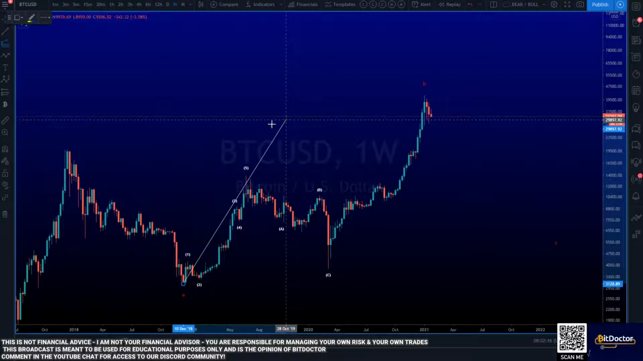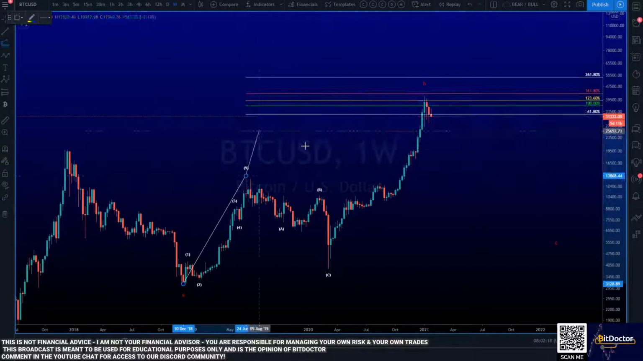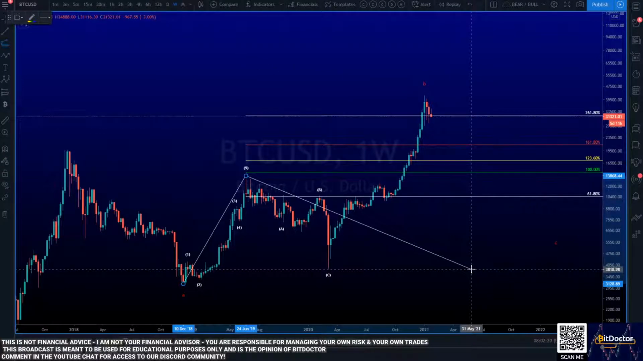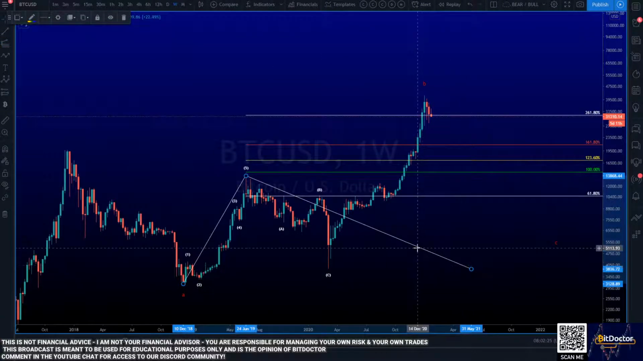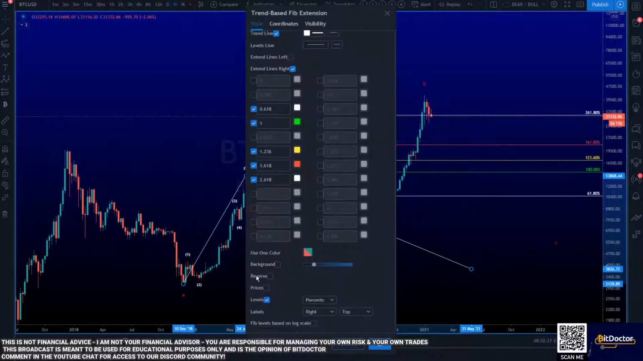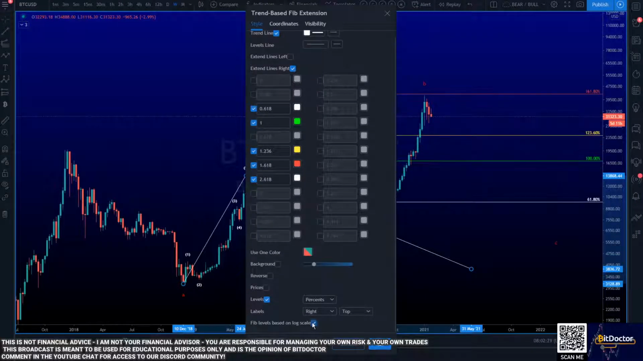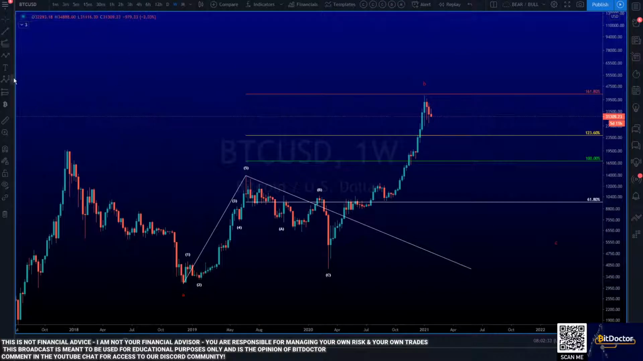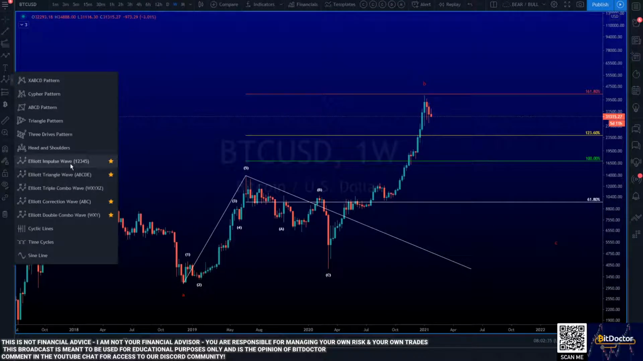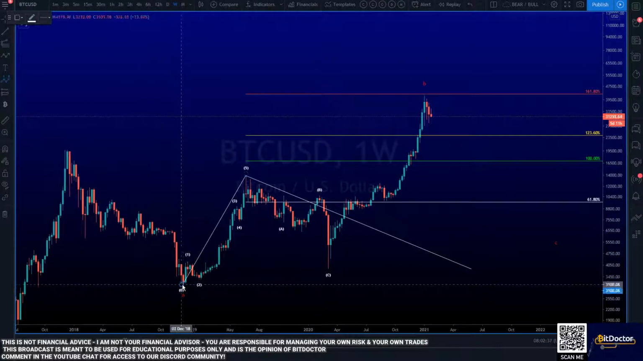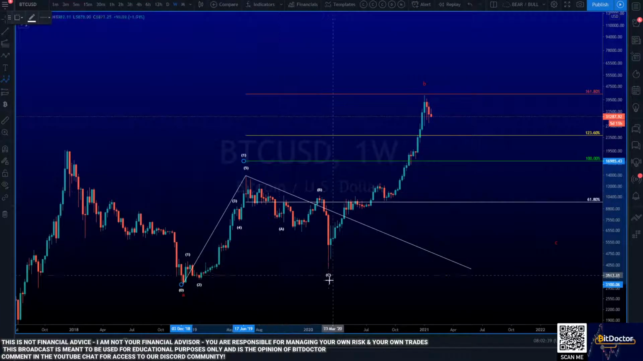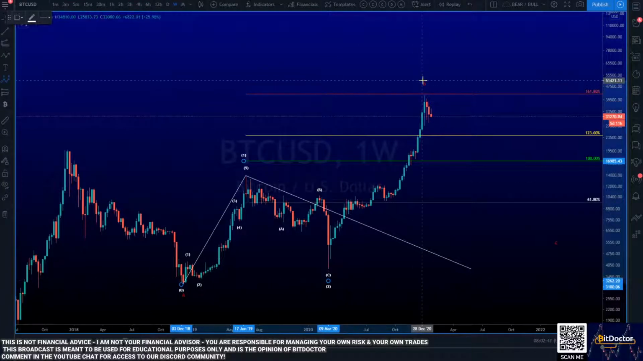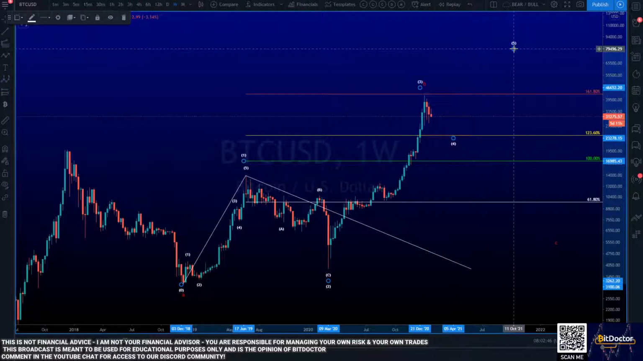as a wave 1, and then we go back to wave 2. All right, let me put this on log scale here. Okay, let's put this on log scale and see where we went to. The 1618. So this is high probability off of this low for a 1, 2, 3. Then we come back for the 4, and then we go up for the 5.